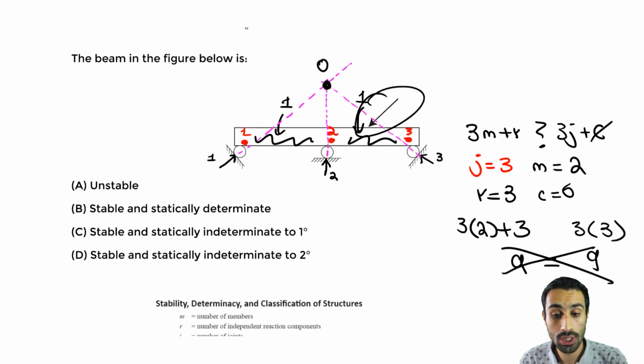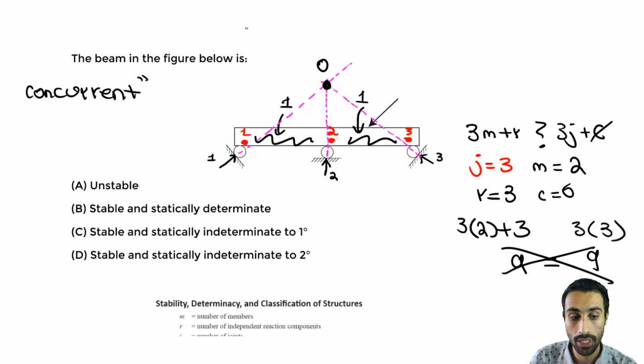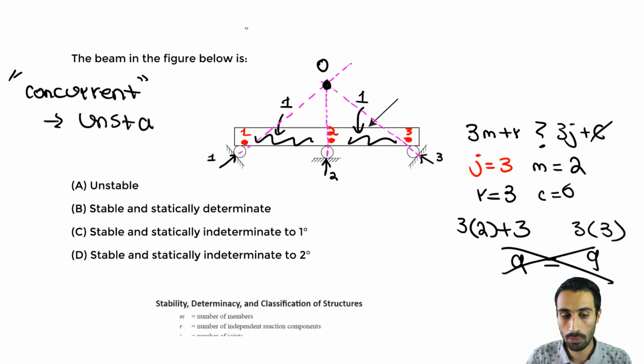This means that if an external force is applied, picture you hitting this, with these support conditions, this body acts like a rigid body and it's going to try to rotate about point O. So it is unstable. To summarize, the key word here is concurrent, where all the reactions meet at a certain point. Just the reactions, ignore the external forces. So it will be unstable, and the answer should be A for that one as well.